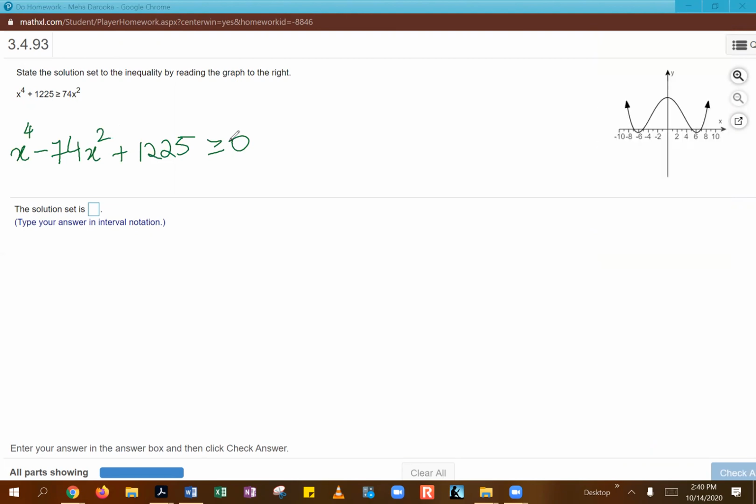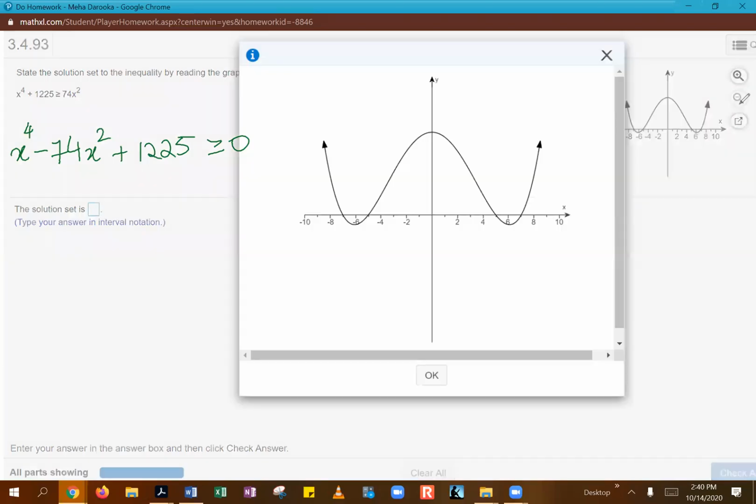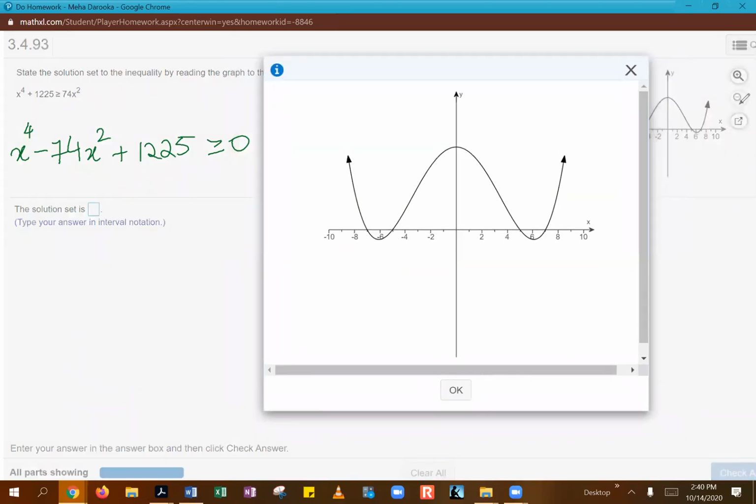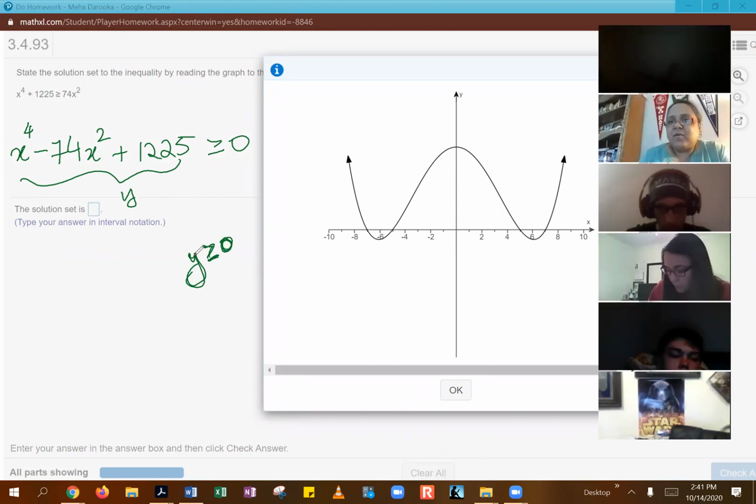The graph that you see over here is actually representative of this x to the 4th function. So this is basically our y value, and we're saying y is greater than or equal to 0. So looking at this graph, what will be your interval notation that will satisfy this inequality?